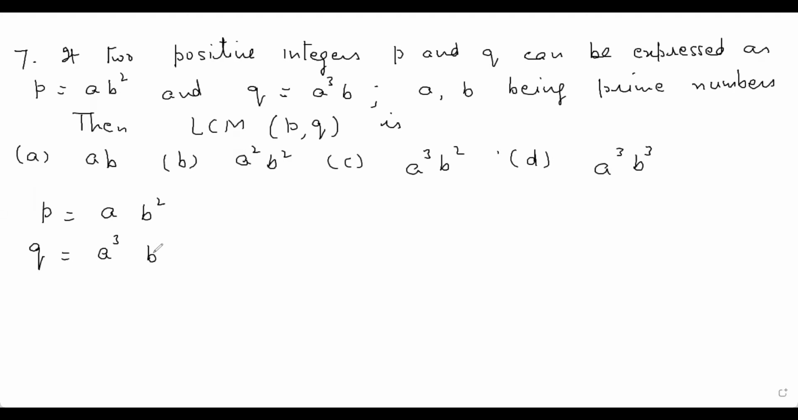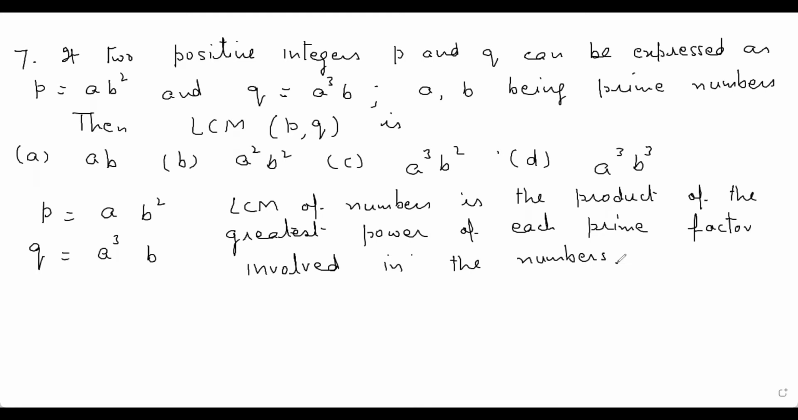Now LCM of numbers is the product of the greatest power of each prime factor involved in the numbers. That is the definition of how to find the LCM of numbers. I'm going to write it here. Now a is here, a is here. The greatest power is this 3.